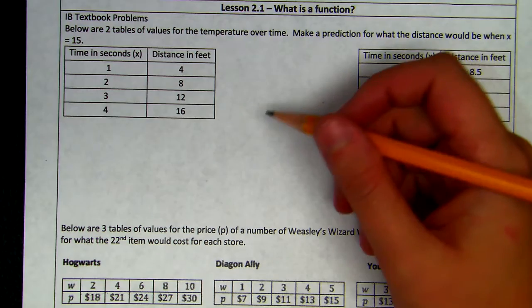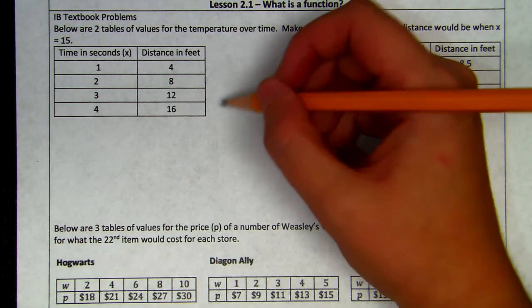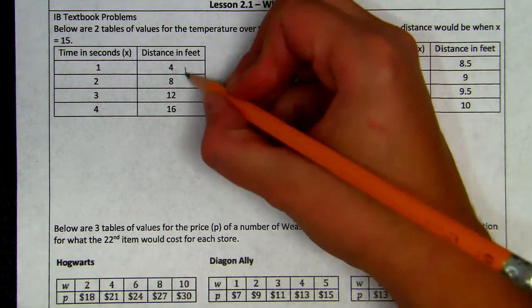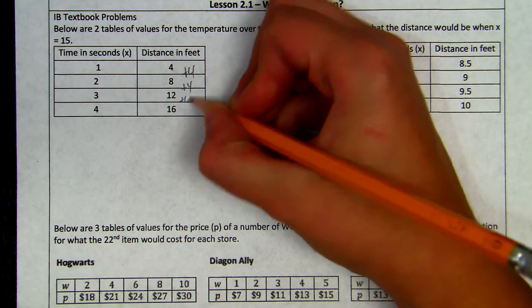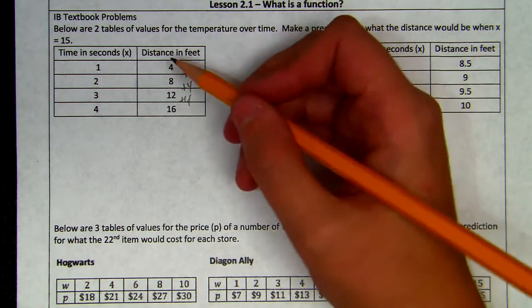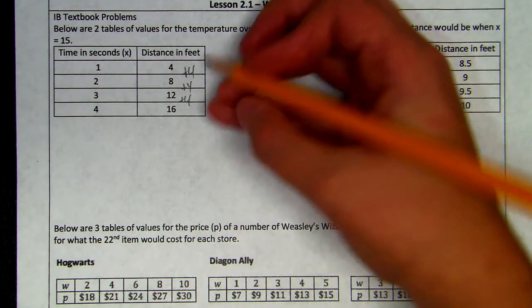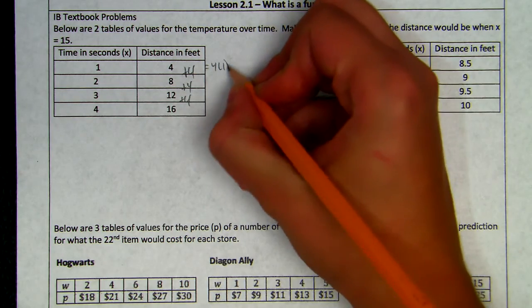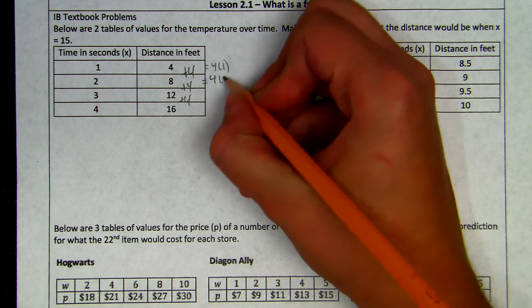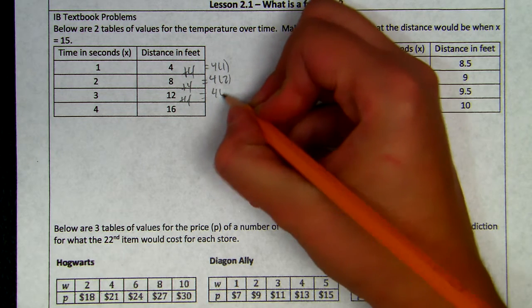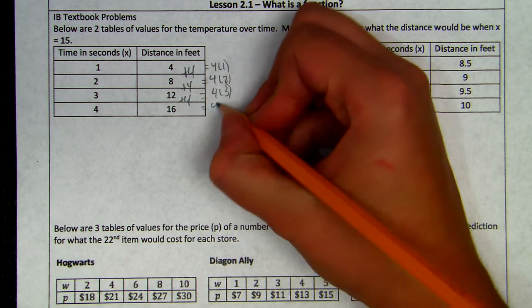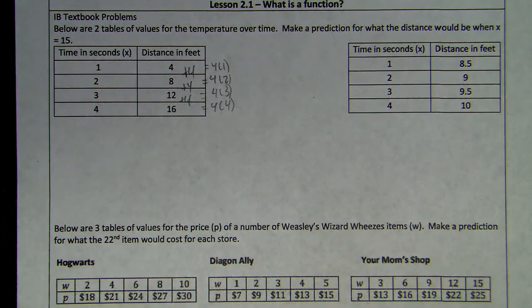So let me see if I can find a pattern in this first one. I'm going from 4 to 8, 8 to 12, 12 to 16. I know that we're adding 4 each time. But another way to think about it is we're adding 4 and we're starting with 4. So this also, 4 times 1 is 4. I see that 4 times 2 is 8. I see that 4 times 3 is 12. Shockingly enough, 4 times 4 is 16.